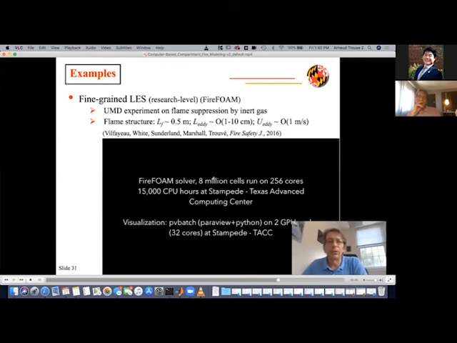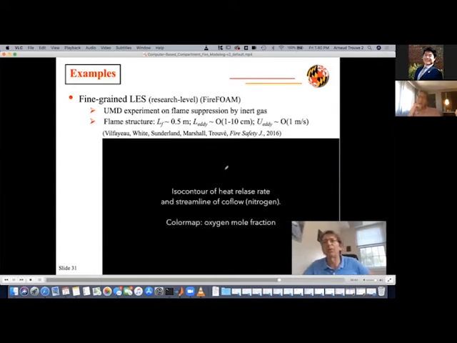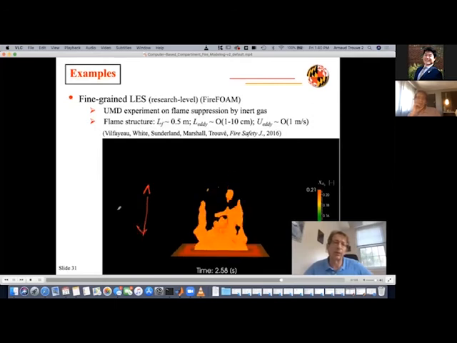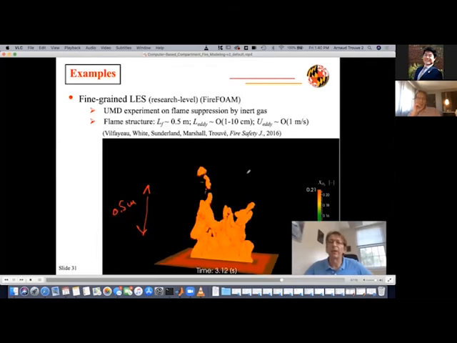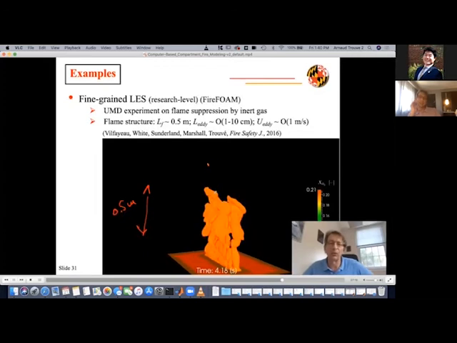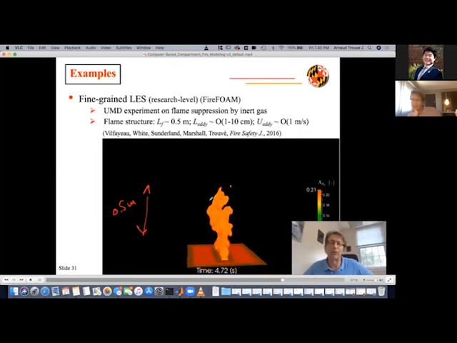This simulation is using a fine grid, 8 million grid cells, working on 256 processors and using 50,000 CPU hours. So the duration of that simulation was on the order of 2.5 days, using 256 processors on a parallel machine. This is a turbulent line burner with, again, a 0.5 meter high flame, 0.5 meter wide flame. And this experiment was developed to study the transition to extinction of the flame.